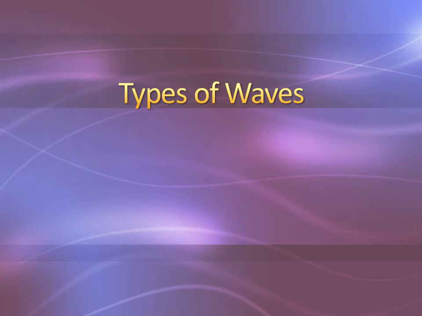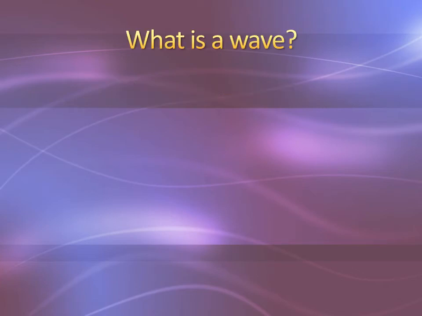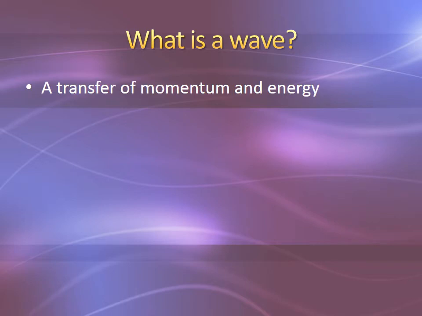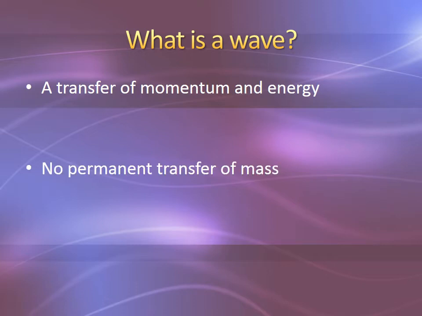Types of waves. So we have to start out by asking ourselves, what is a wave? Well, in our daily lives, we see waves everywhere, but when we try to put a physics definition on it, it's a little harder. So a wave is a transfer of momentum and energy, but not just any transfer. A wave has no permanent transfer of mass. The mass will move, usually in an oscillation, but it comes back to where it started.